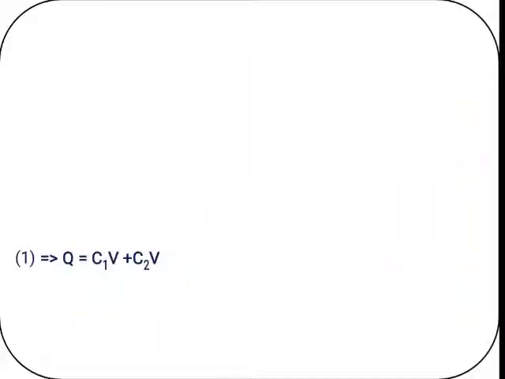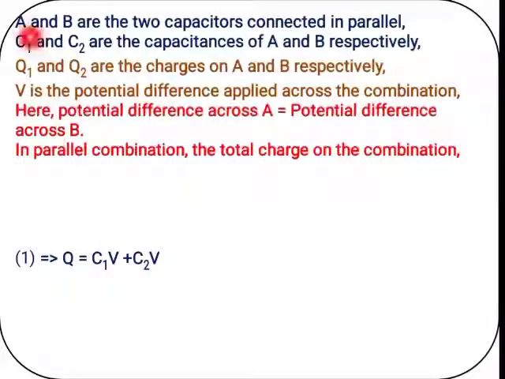Then A and B are the two capacitors connected in parallel. C1 and C2 are the capacitances of A and B respectively. Q1 and Q2 are the charges on A and B respectively. V is the potential difference applied across the combination. Here the potential difference across A is equal to potential difference across B. So this is very important. Potential will not vary here. Potential across the combination is same.